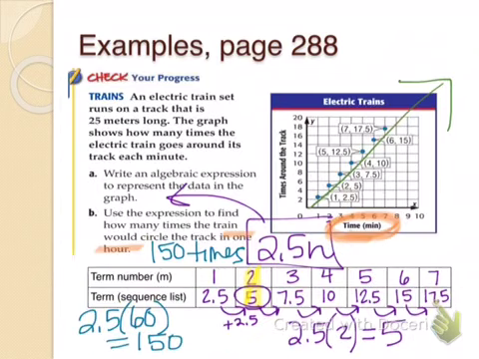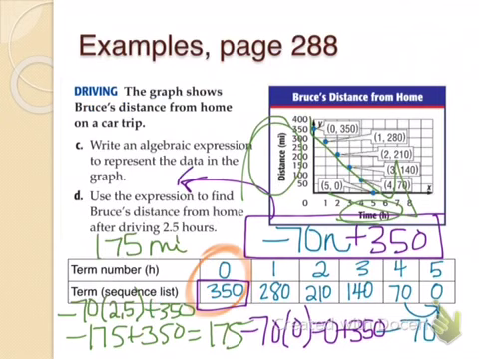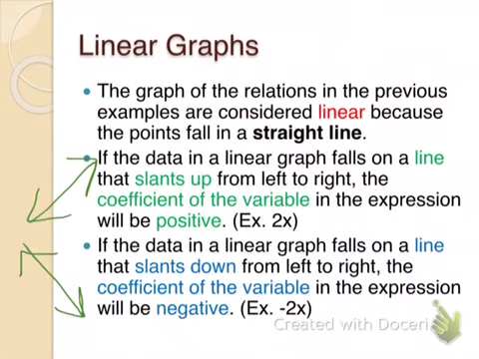When you get that expression, if your points are increasing, if they're going up from left to right, you should have a positive number in front of n. If your points are going down, like Bruce's distance from home, then you should have a negative number in front of n. So again, it's going to slant up if the expression has a positive coefficient, and it's going to slant down if the expression has a negative coefficient.